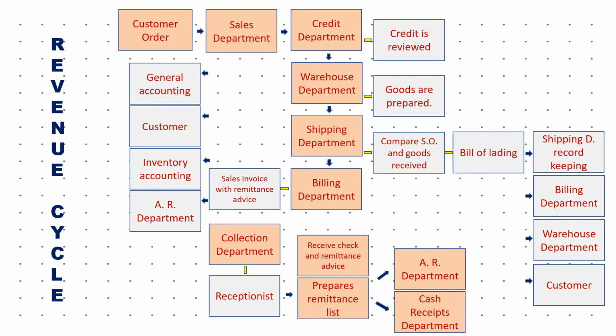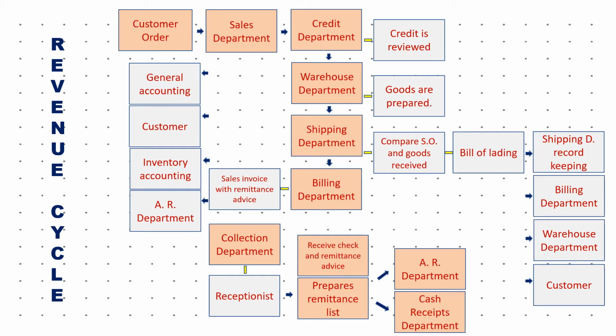So the shipping department will compare the SO from the sales department to the goods from the warehouse department to make sure na same yung transaction. And then after that, the shipping department will prepare the bill of lading. When we say bill of lading, it's a contract between the seller and the carrier. So the bill of lading will be sent to the shipping department for record keeping, the billing department for record keeping also, and then next is the warehouse department, and another copy for the customer.